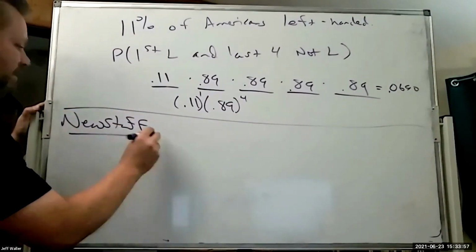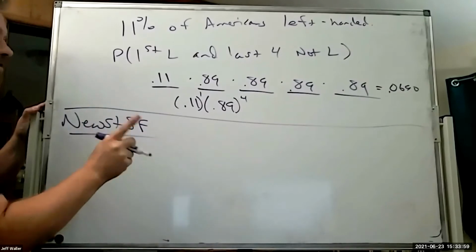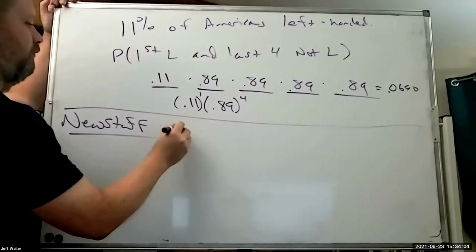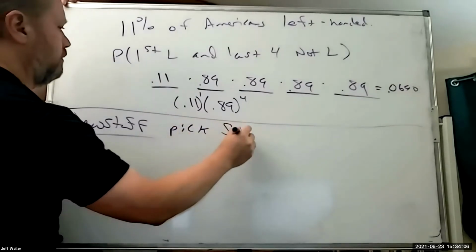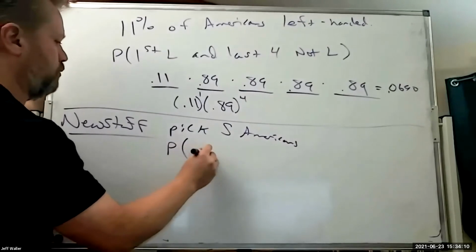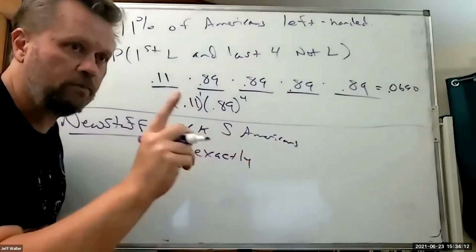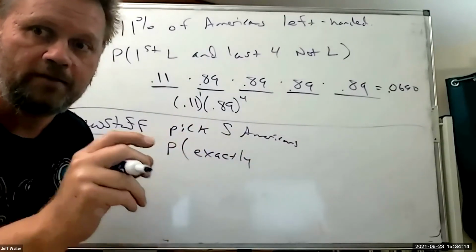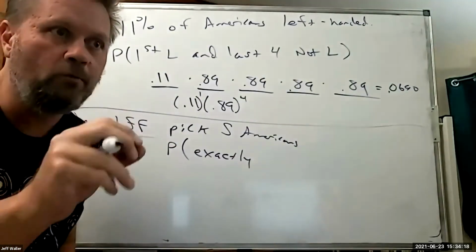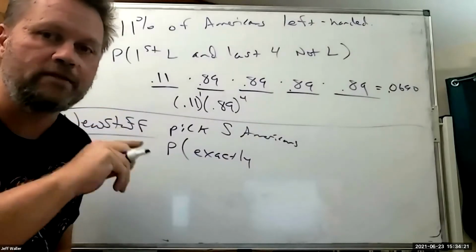Now, new stuff. Not completely new, but still new. So now I have 11% of Americans left-handed. We pick 5 Americans. And now I just want exactly 1. So this is less specific. Do you guys agree? This is less specific. So there's more than one way to match what this wants.